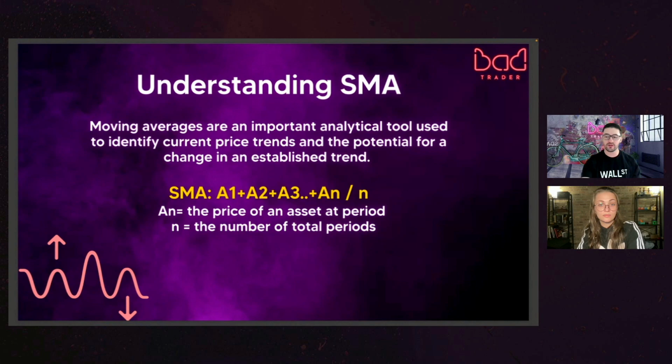And I put here the formula, as I just said it. You just add the closing price of whatever ticker you're watching, and divide it by the number of periods you put. So today we're going to watch the 50-day and the 200-day moving average. So it's A1 plus A2 plus A3 divided by N, the number of total periods.